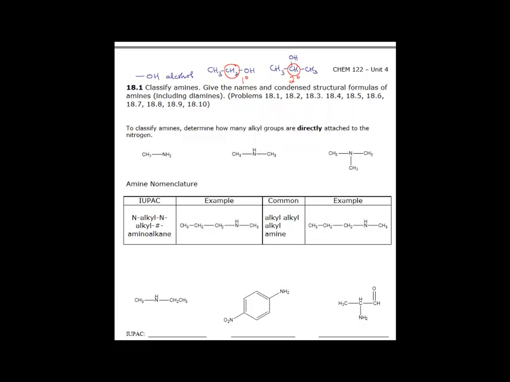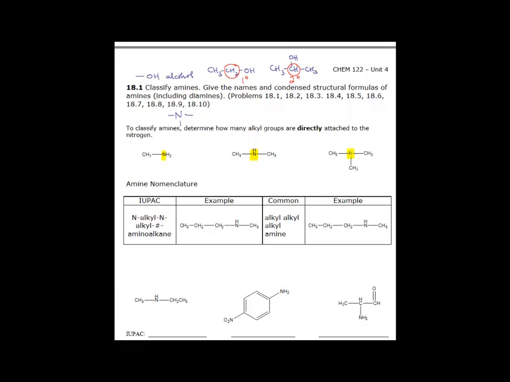Now the functional group in amines is a nitrogen, and nitrogen can have 3 bonds to it. So nitrogen can have 3 hydrogens, 2 carbons, 1 hydrogen, all carbons, no carbons, all hydrogens, any combination thereof. Now, to classify amines, you look at the nitrogen. See how many other carbons are connected to that nitrogen. Look at the nitrogen.